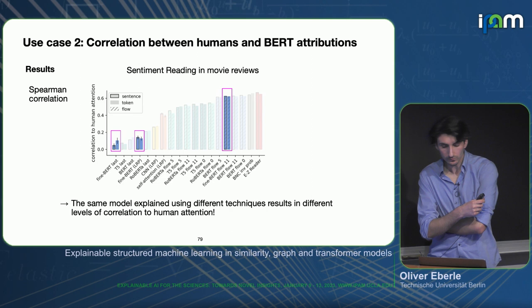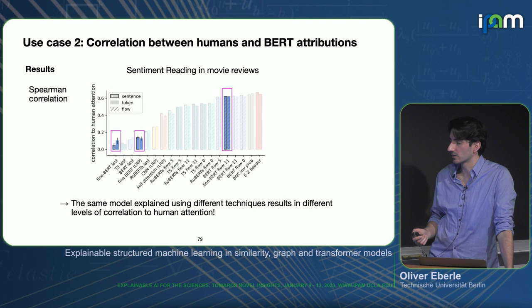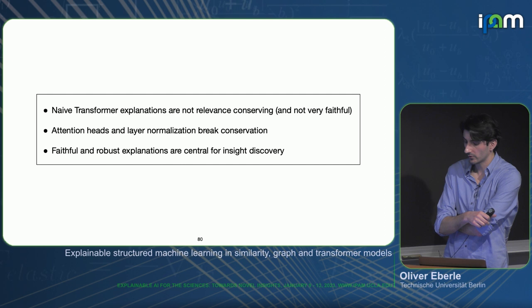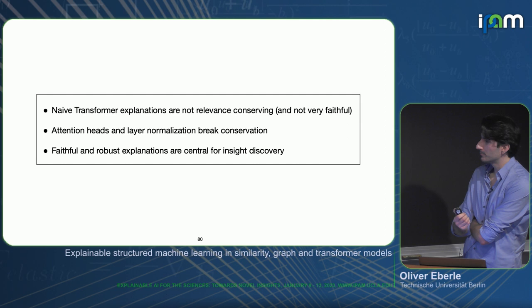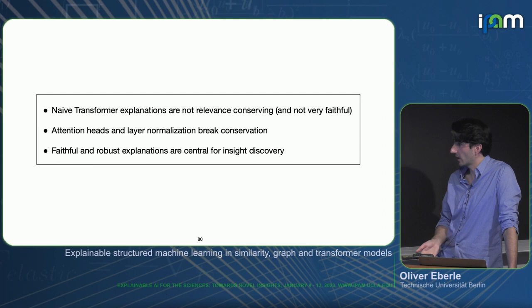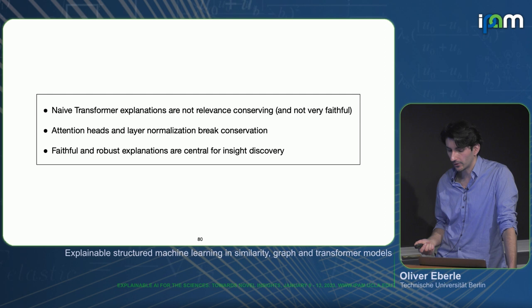And yeah, I hope with this I convinced you that we really need to be very careful with choosing explanation methods and also with how we construct our evaluation techniques in order to use explainable AI for the sciences. So to summarize this part, naive transformer explanations are typically not relevance conserving and are also not very faithful, so you probably shouldn't use them, or at least be careful. Attention heads and layer normalization are the reason why these gradient computations break conservation. And you need faithful and robust explanations for insight discovery, because otherwise you build your insights on effects that don't represent the model function properly.